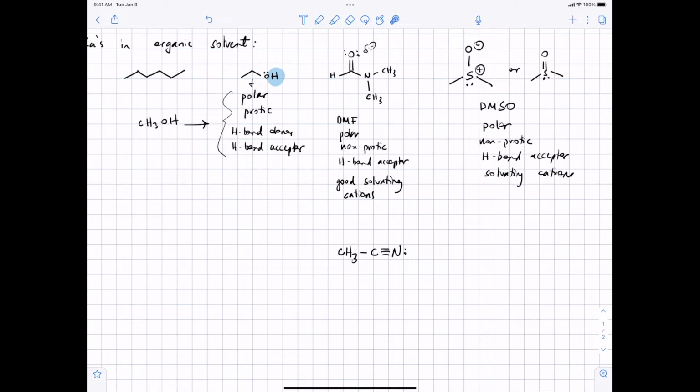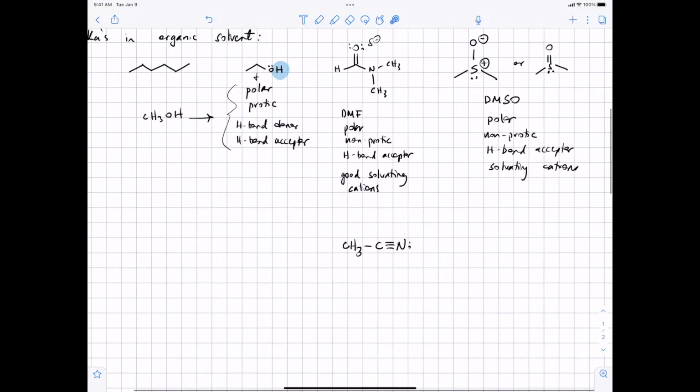Incidentally, we're going to learn later about SN2 reactions. The solvents that you choose need to be solvents that can solvate ions, especially cations, because you want to strip the cation away from the nucleophile so that the nucleophile can do the attacking.